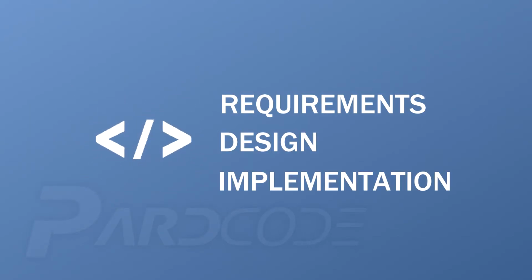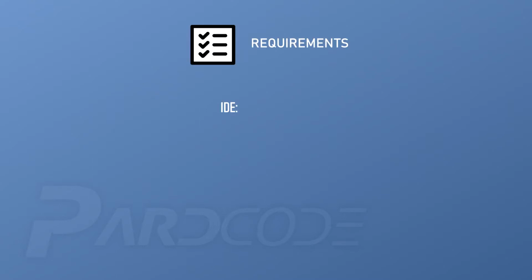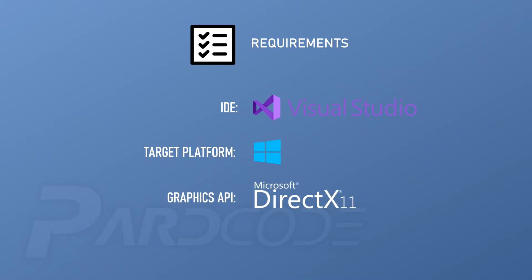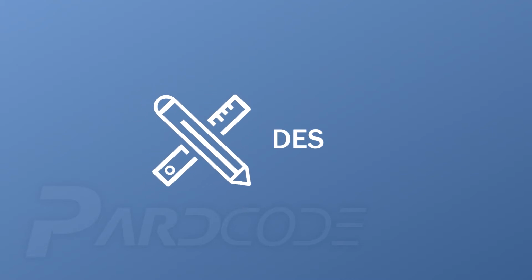As always, we will face three main parts: requirements, design, and implementation of all the necessary things to make a 3D level. Let's start with the requirements. We need a C++ IDE. In this series we use Visual Studio 2019 Community. The target platform is Windows. The target graphics API is DirectX 11, and last but not least, a bit of knowledge of C++ programming language is recommended. Now we can start the design part.